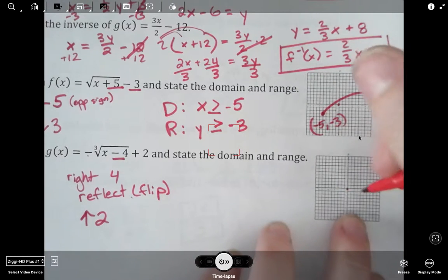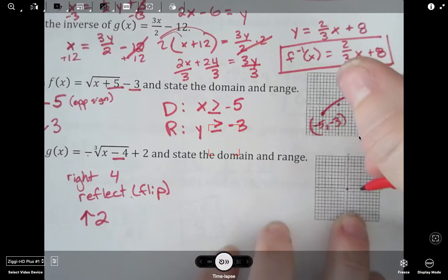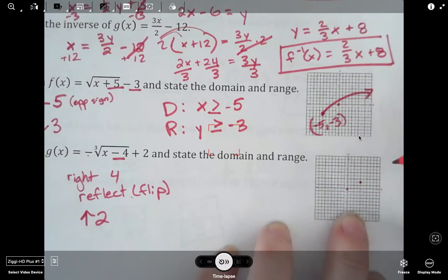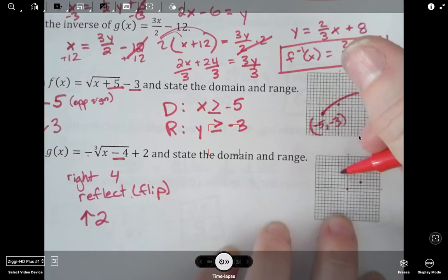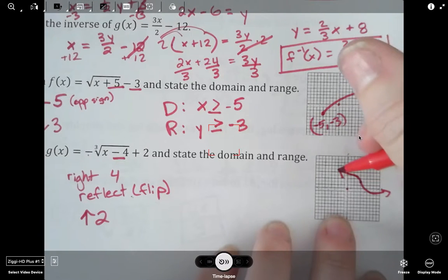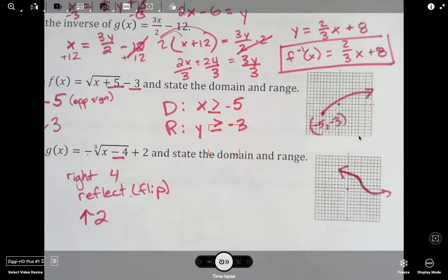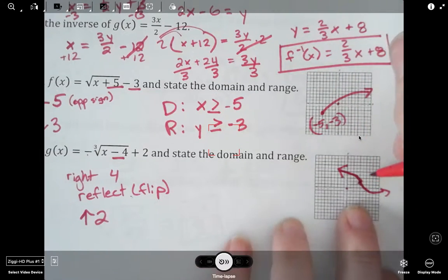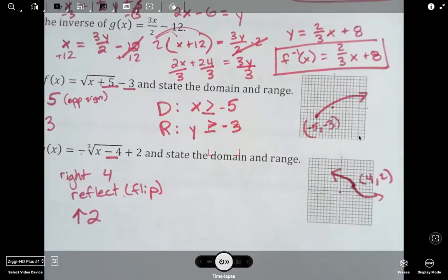So we're starting at 0, 0, which is right here. Let's go to the right 4: 1, 2, 3, 4. And let's go up 2: 1, 2. And then instead of going this way, we're going to go the other way, like that. It's going to look something of that nature, like a curly S. And here is this point right here at 4, comma 2.